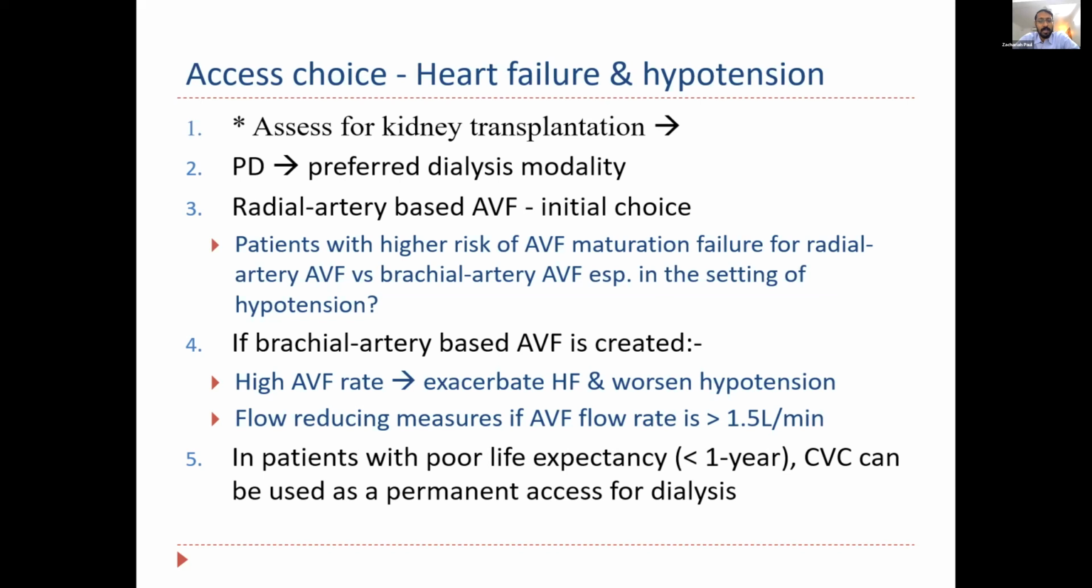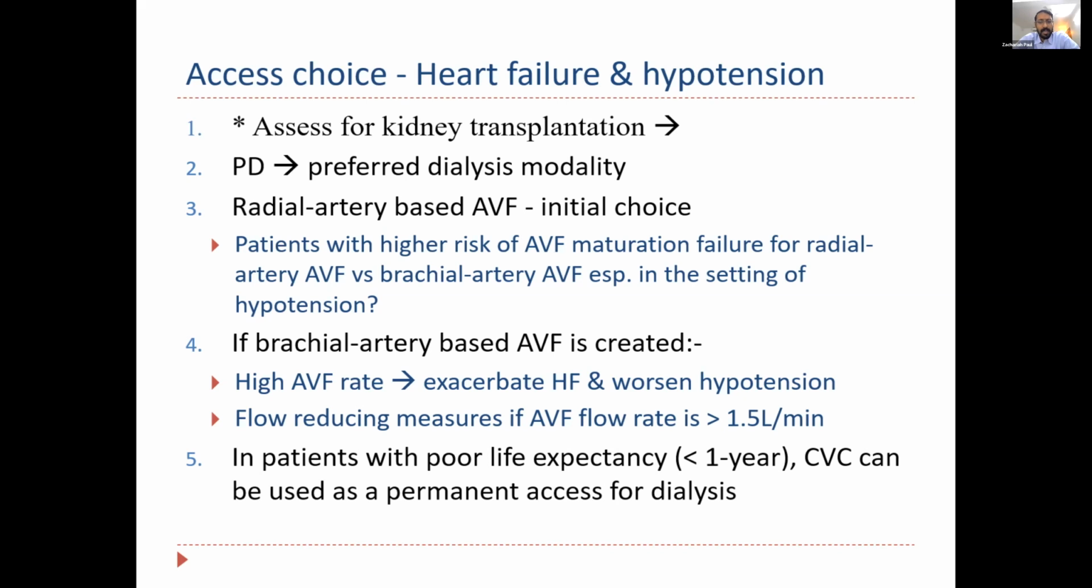distal radial fistula. And although we might have some concern in patients with chronic hypertension, will a distal fistula fail in the presence of chronic hypertension? But there is no evidence to prove or disprove that theory.